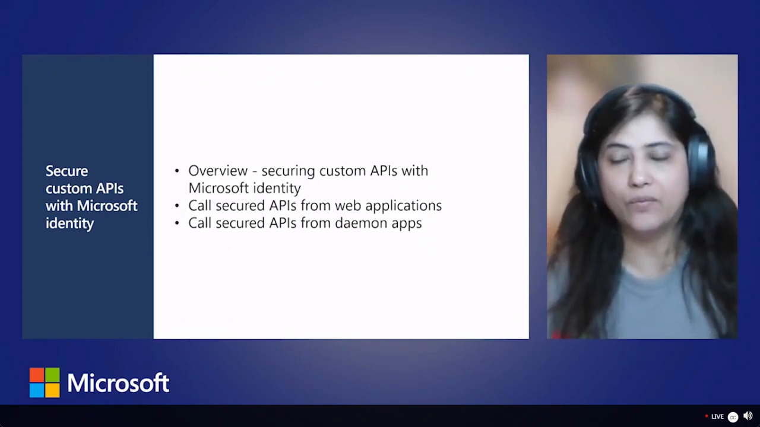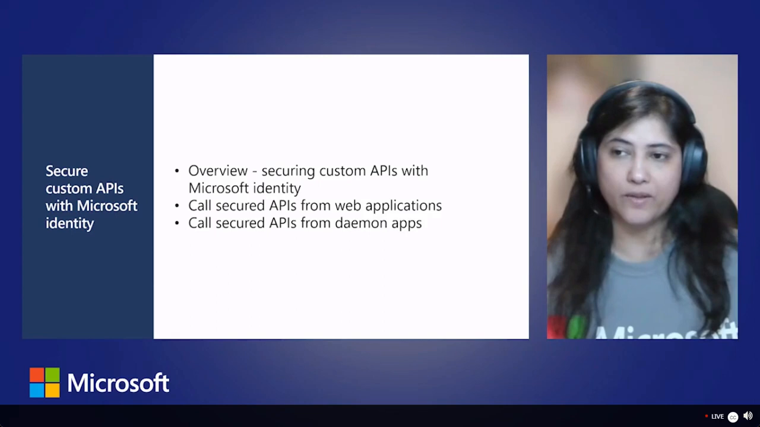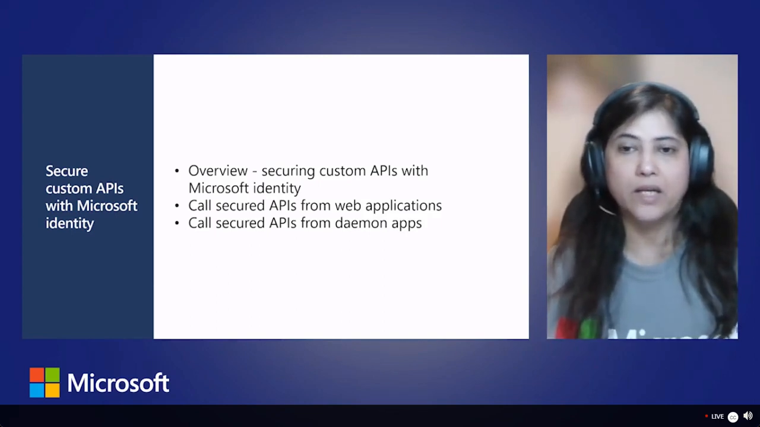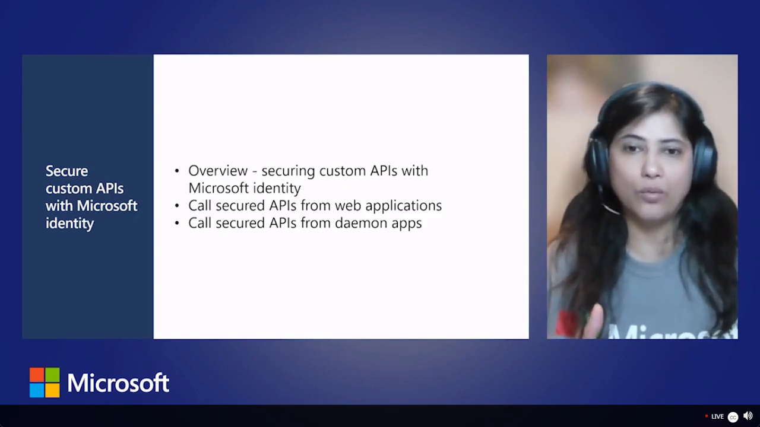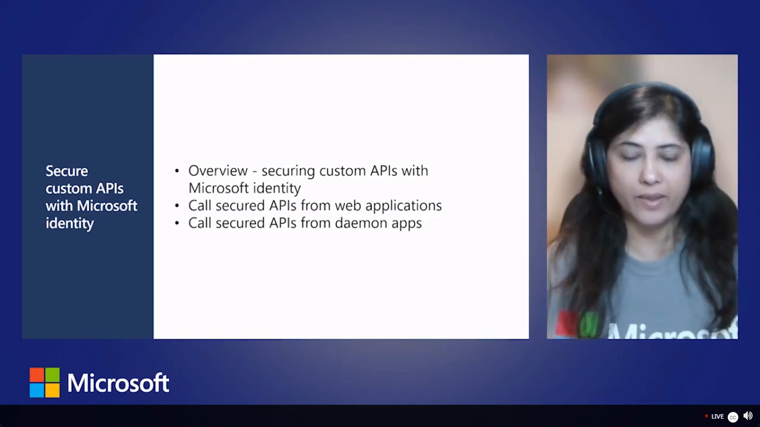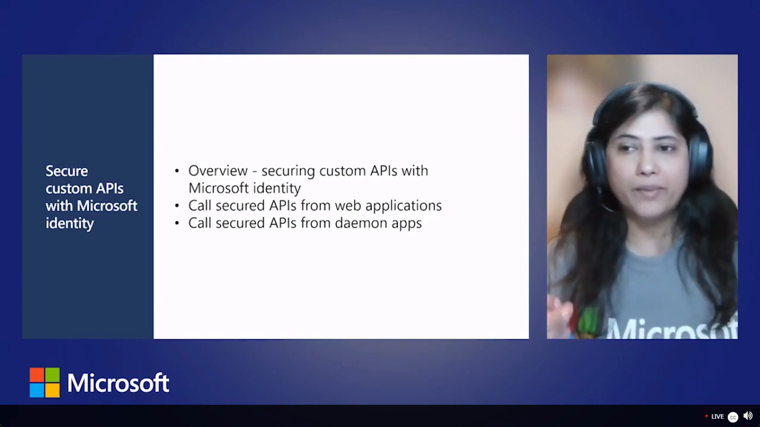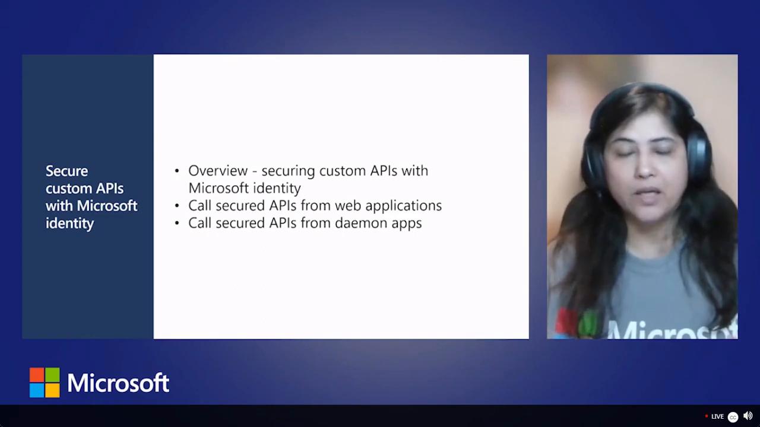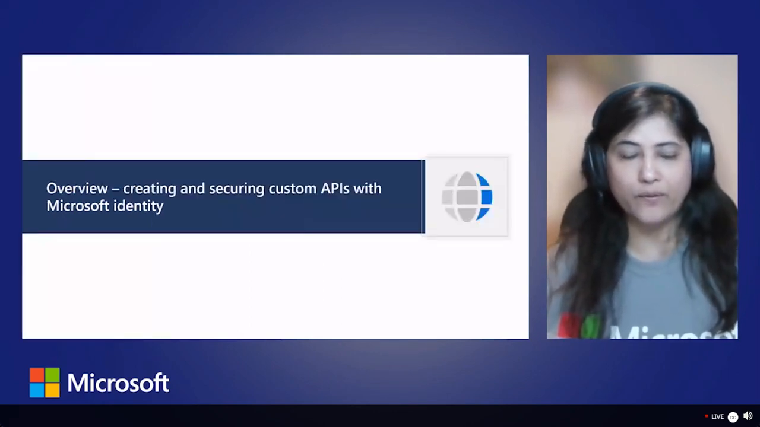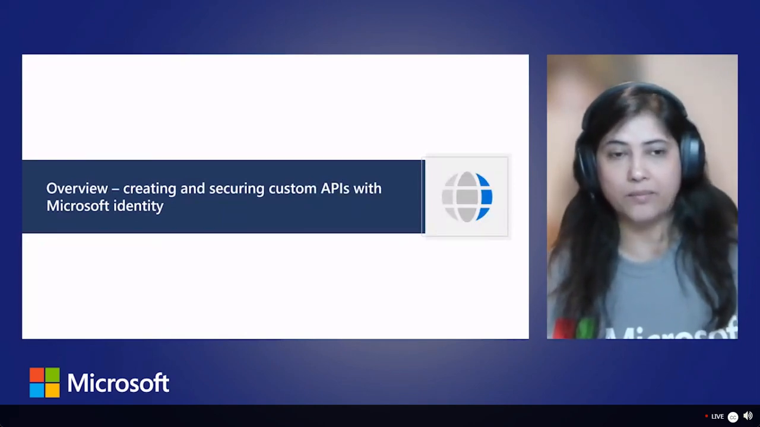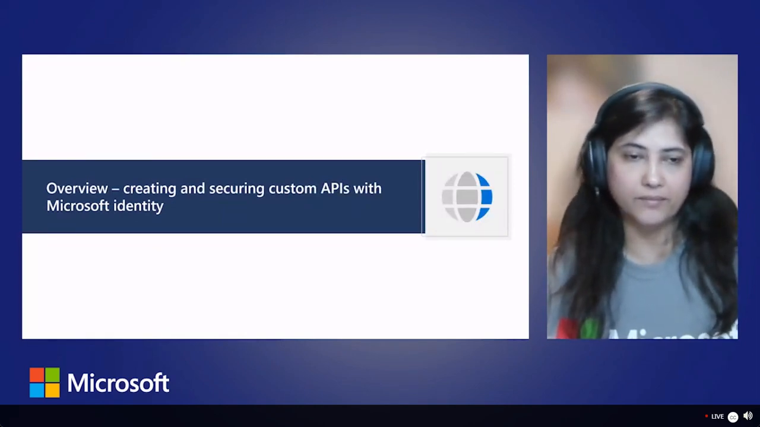Now, many solutions involve creating web APIs to expose functionality to different clients and consumers. Developers can secure these APIs using Microsoft Identity to ensure only approved apps can access the web APIs, provided they have been granted the necessary permissions. In this section, we'll learn how we can secure the web API with Microsoft Identity and how to call it from another application. So let's start with an overview of creating and securing custom APIs with Microsoft Identity.